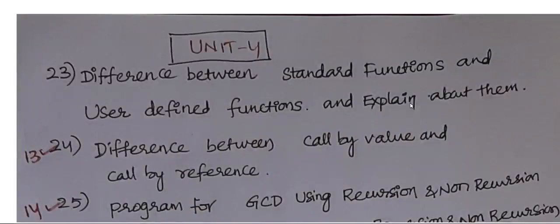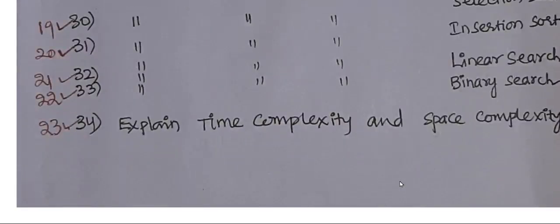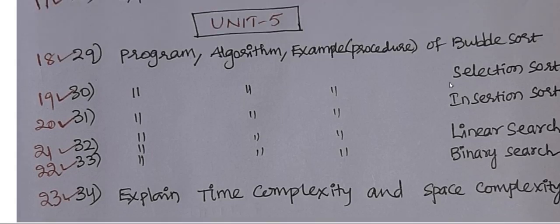Next, call by value, call by reference program, GCD using recursion and non-recursion, factorial using recursion and non-recursion, Fibonacci using recursion and non-recursion. Next, limitations of recursion, these are very very important. Next, from the 5th unit compulsory questions, you only have to practice 6 questions: bubble sort, selection sort, insertion sort, linear search, binary search, time complexity and space complexity.